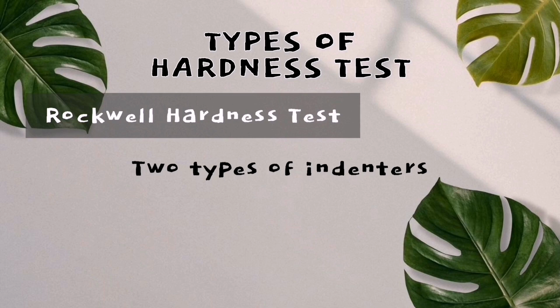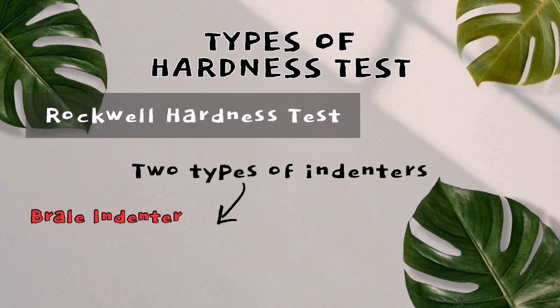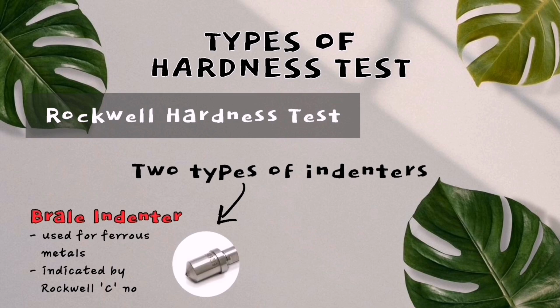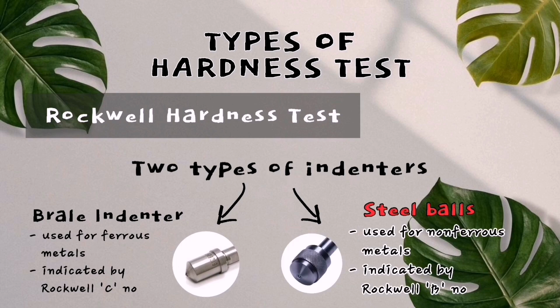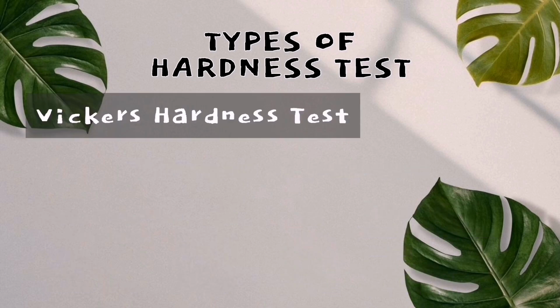There are two types of indenters in the Rockwell hardness test. The first is the Brale indenter, which is usually used for ferrous metals and is indicated by the Rockwell C number. The other one is a steel ball, which is used on non-ferrous metals and is indicated by the Rockwell B number. Next, the Vickers hardness test.